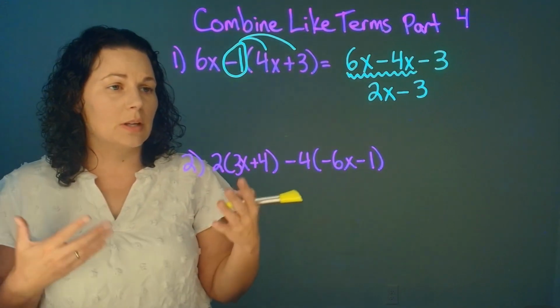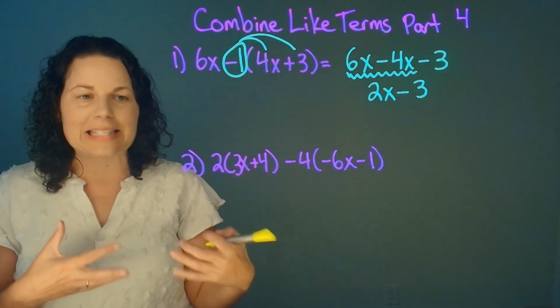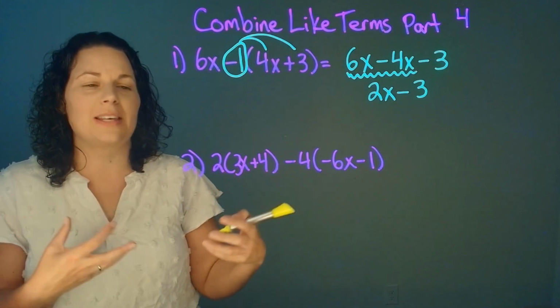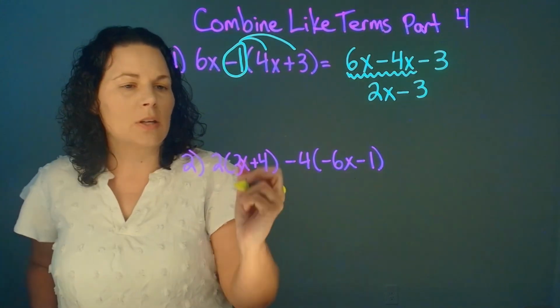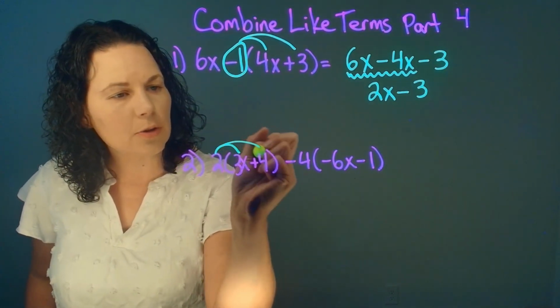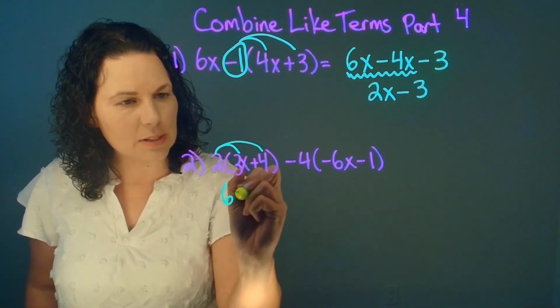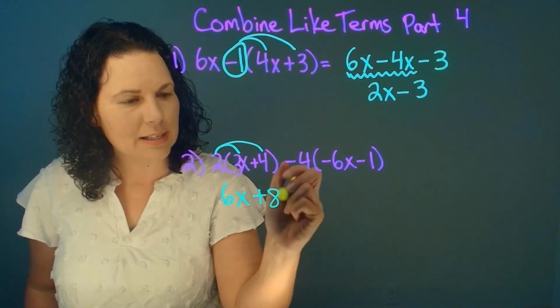Number 2. Again, we're doing the same ideas over and over again. I'm just showing you things that I've noticed kids miss a lot. So we're going to distribute first. So multiply by 2 here. That gives me 6x plus 8.